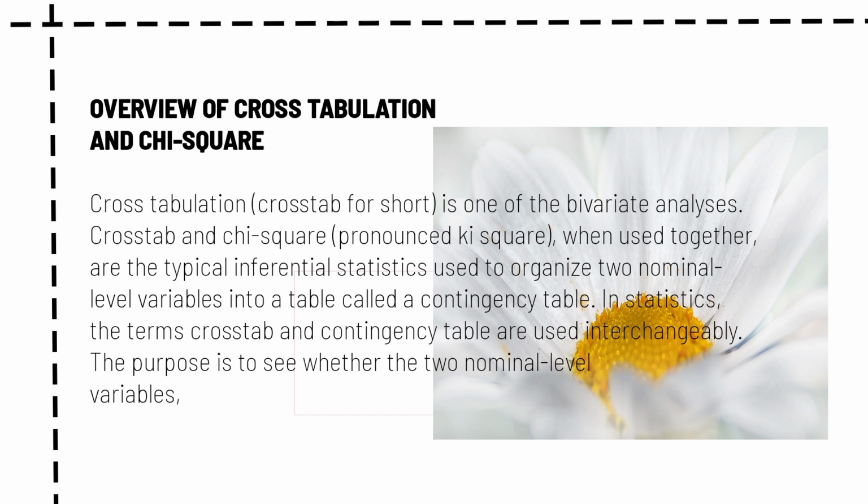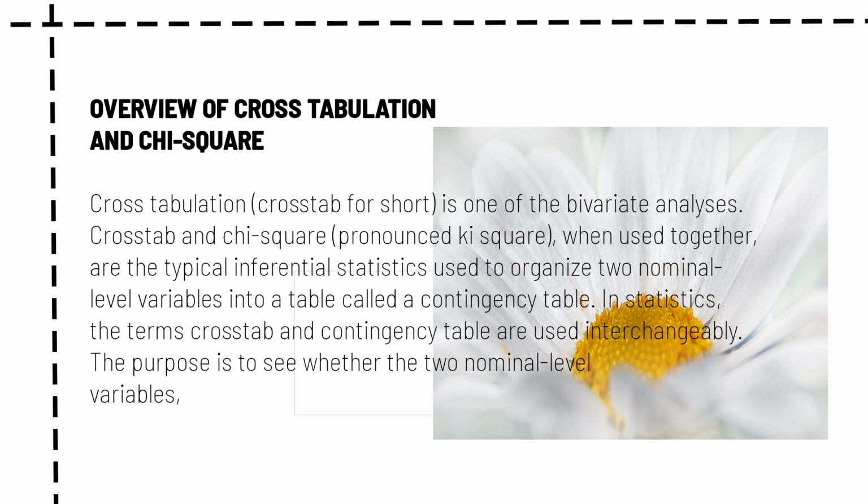Cross tabulation, cross tab for short, is one bivariate analysis. Cross tab and chi-square when used together are typical inferential statistics used to organize two nominal level variables into a table called the contingency table. In statistics, the terms cross tab and contingency table are used interchangeably. The purpose is to see whether the two nominal level variables are related.